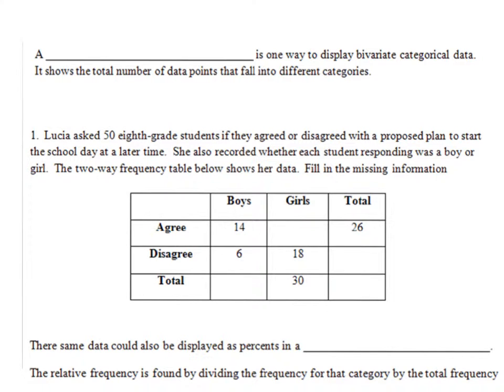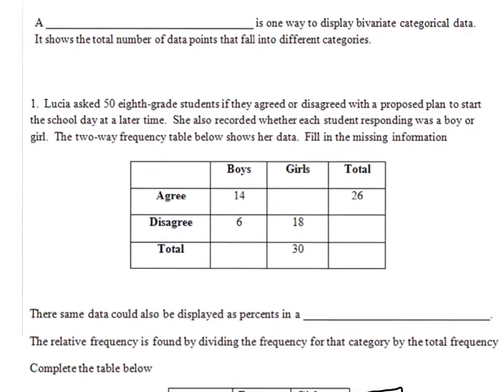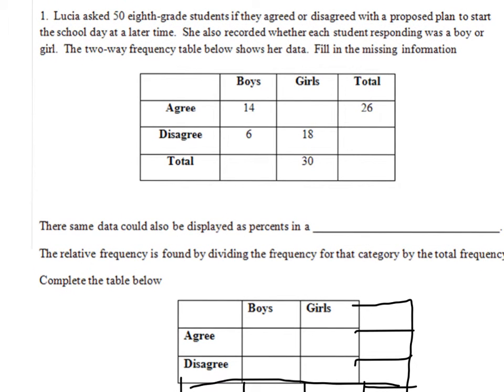And the second thing we did today were two-way tables. So a two-way table looks like this. We're comparing two different pieces of data. We're talking about 8th grade students being surveyed on whether they agree or disagree with coming to school earlier or not. So I'm going to fill the rest of this table in pretty quickly.